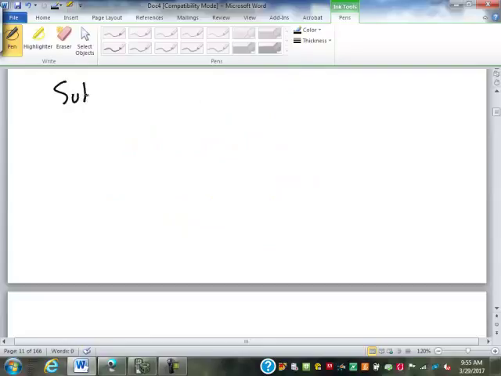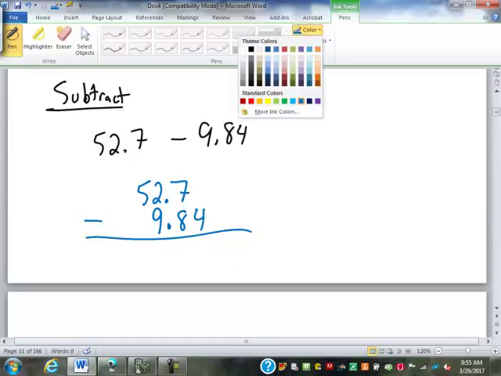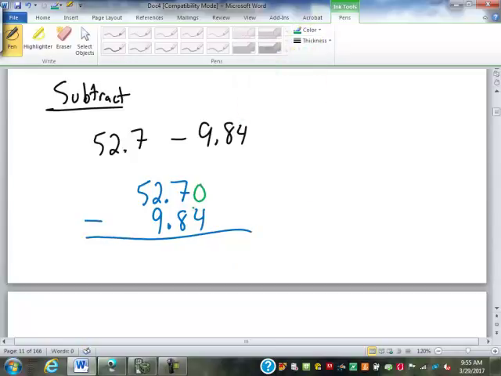Subtracting follows pretty much the same rules. We have 52.7 minus 9.84. Just like with addition, we must line up the decimal point. I usually put down the top number, then I put the decimal point down below it, and I fill in from there in the bottom number. And just like with addition, I'm going to fill in that missing space there with a 0. I could put 1 here too if I wanted to. I don't have to.